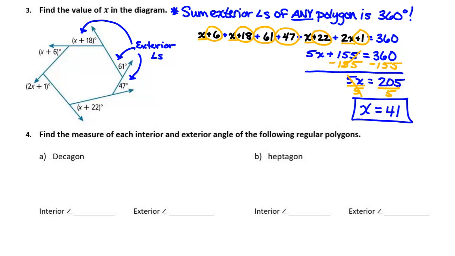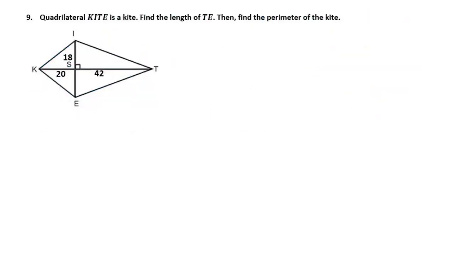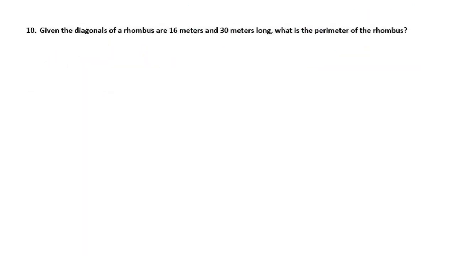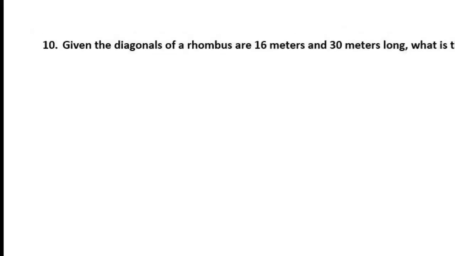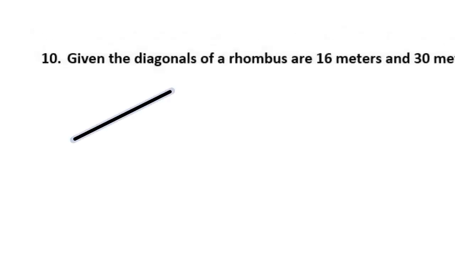What else would you guys like to see? Number 10? Absolutely. Number 10, given the diagonals of a rhombus are 16 meters and 30 meters long, what is the perimeter of the rhombus? So I'm going to draw a rhombus first.